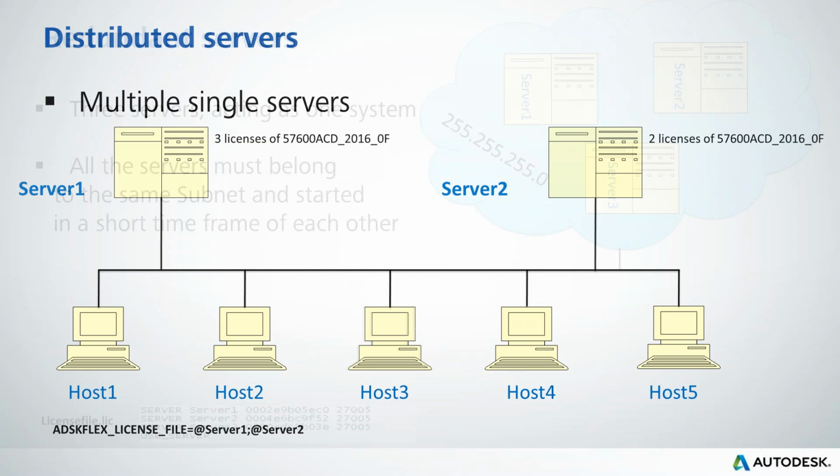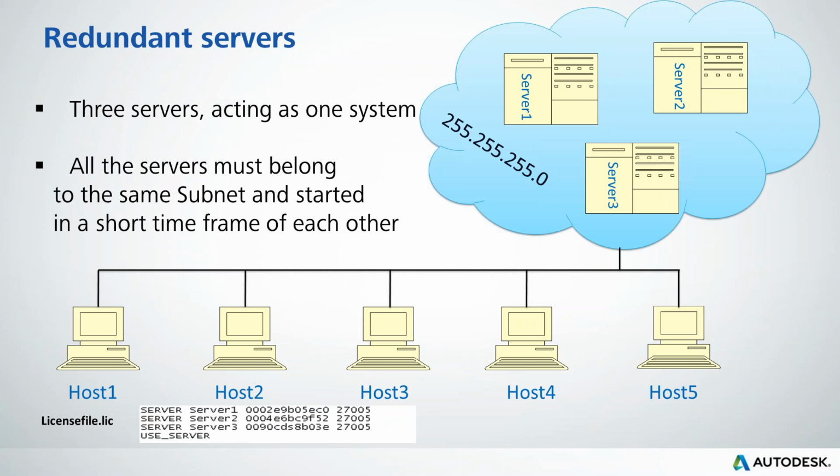Now, the third one is redundant server. Redundant server, there are 3 servers, but they act as one system. One is the master server. In this configuration, all 3 servers need to be on the same subnet. They need to be started relatively close to each other in time, and the connection between them needs to be very robust. If one of the servers goes down for hardware issues, then the other 2 servers will take over, one of them as the master and the other one as the backup. If 2 servers failed, then your redundant structure is broken and it won't work.